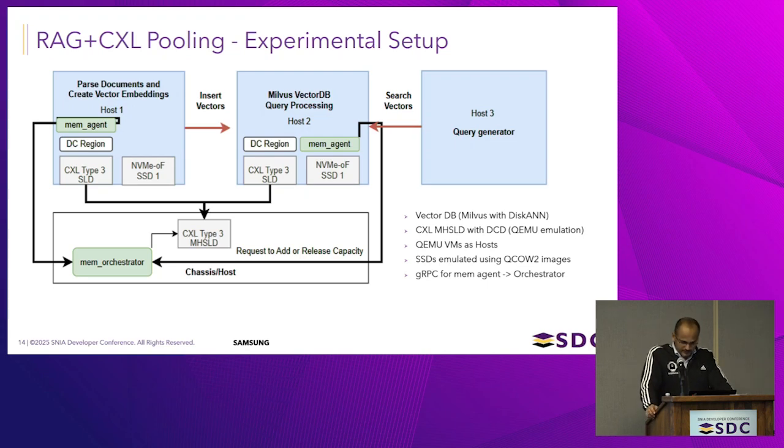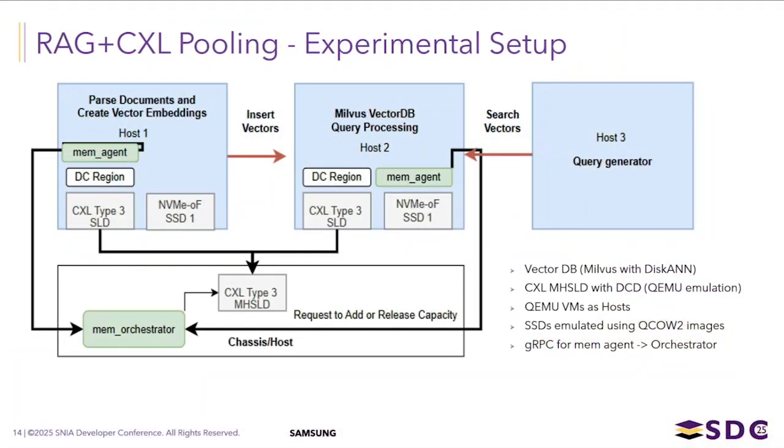VM1, or host 1, is the data ingestion engine. It parses the documents and creates vector embeddings. We ran MLPerf Storage benchmarking scripts to achieve the same in VM1. VM2, or host 2, is a vector DB instance, which runs the DB engine and processes any incoming requests. So you can say that VM1 issues the request to VM2, or host 2, for the insertion stage.